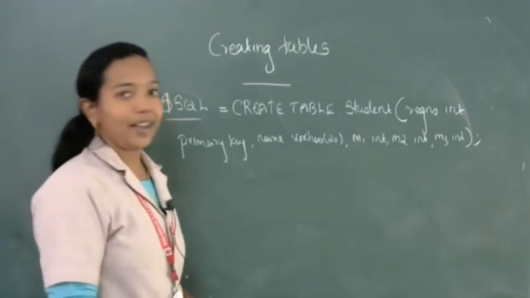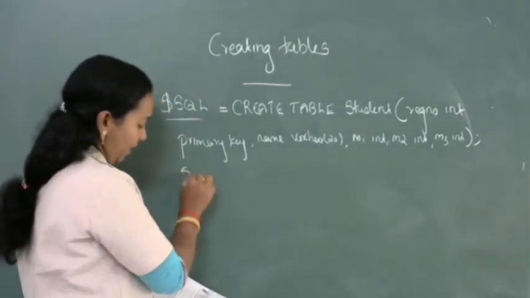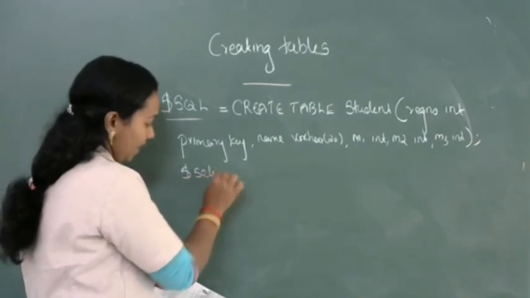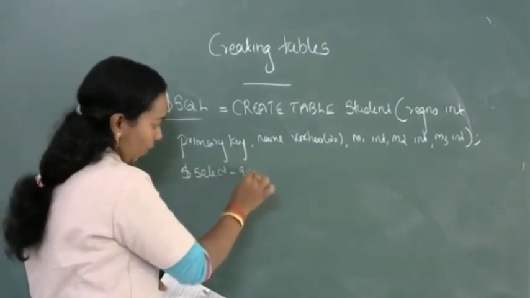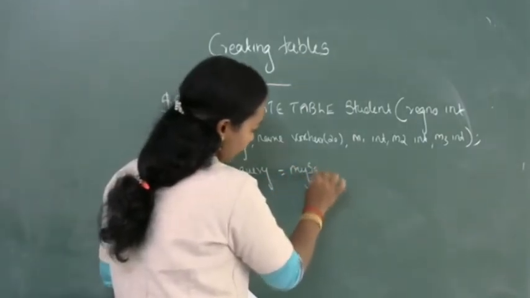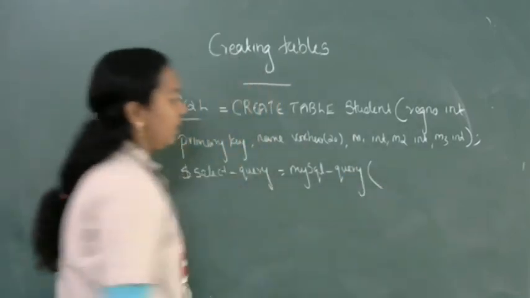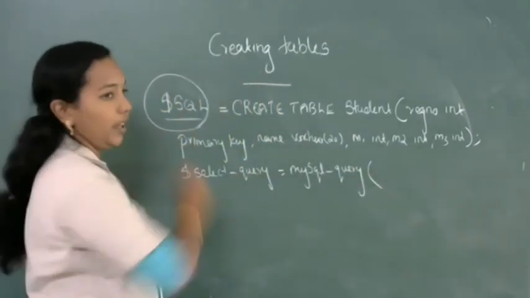So this is a create table command. Using the MySQL query function, we can write $select_query is equal to mysql_query. Then which SQL command are we executing?